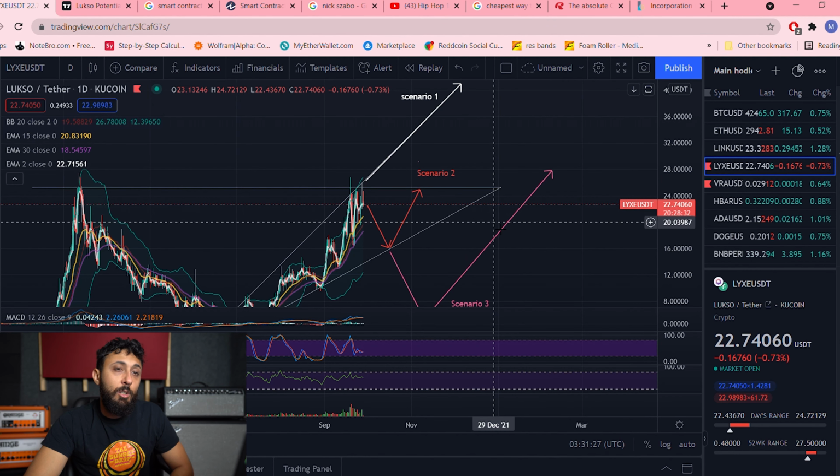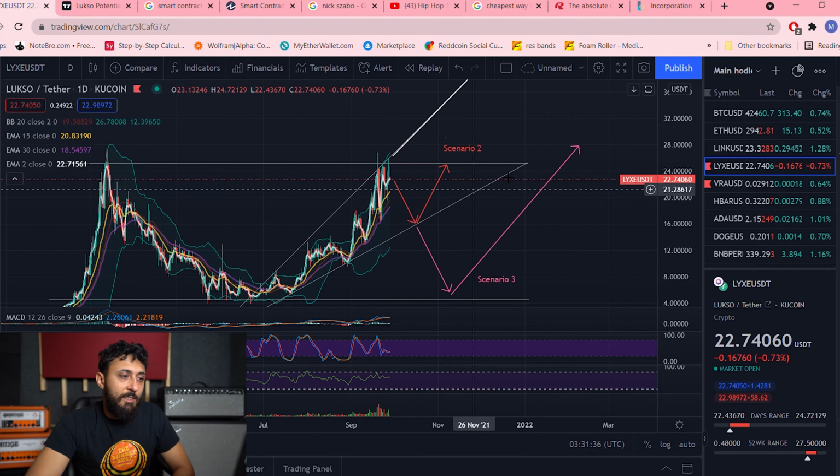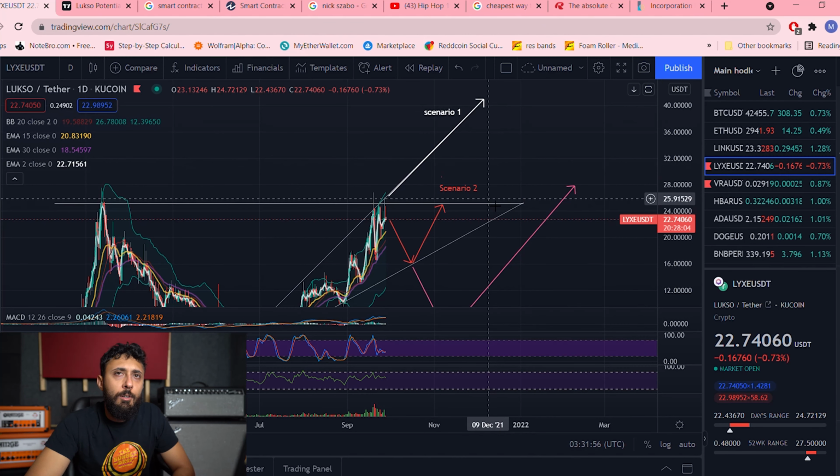Scenario 1 is the easiest. We follow the trend trajectory line, we stay within these margins, and we just fly right up to the 40 range within possibly a month or two. That's roughly where we would land within a month or two, and that's roughly about when Q4 mainnet is launching. That would, in theory, make sense because of accumulation.